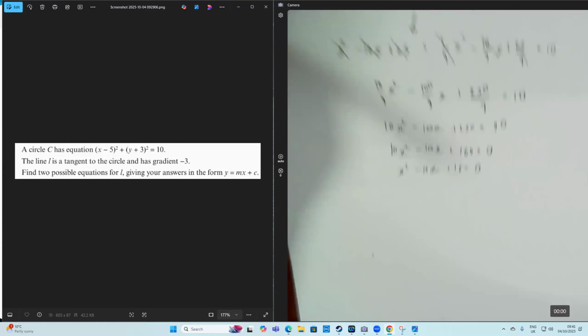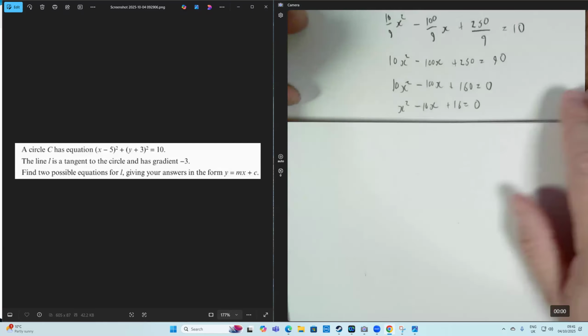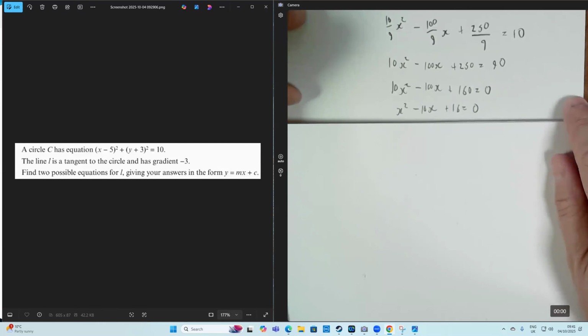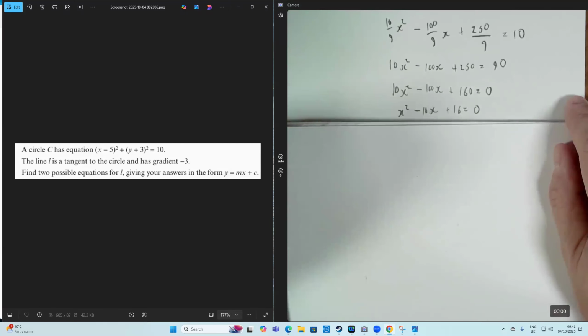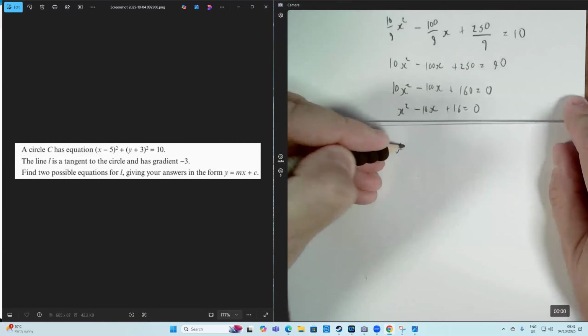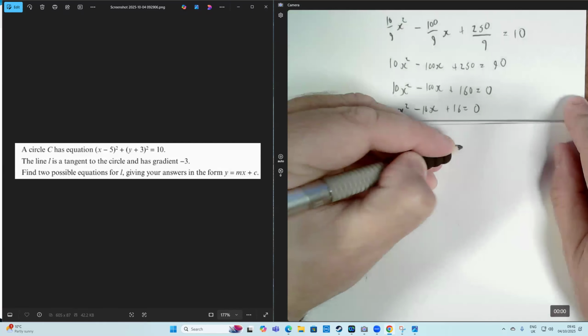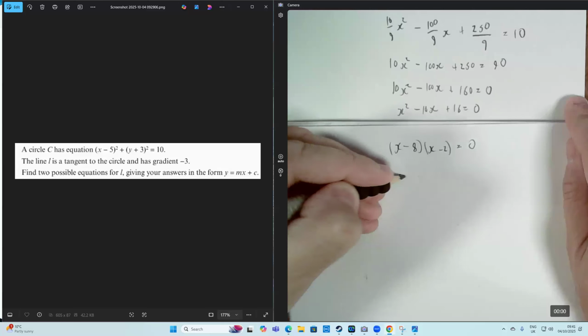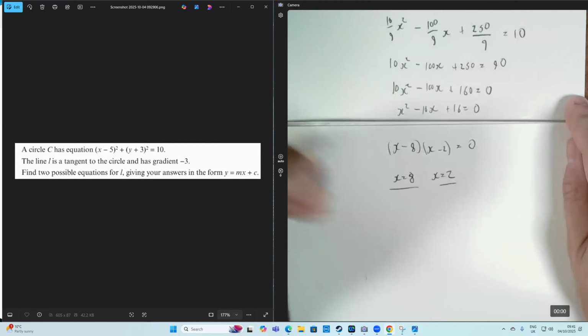And you know what? This might even factorize. So let's see whether or not we can now factorize this. We're looking for two numbers that times together to make positive 16 and add together to make minus 10, sorry. So that's going to be minus 8 and minus 2. So that's going to factorize into x minus 8 and x minus 2 is equal to 0. So therefore x is equal to 8 and x is equal to 2.